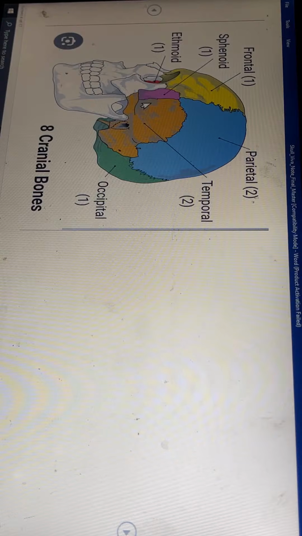And we have the frontal lobe, which helps in what? Thinking. We have the occipital lobe, which helps in what? Vision. We have the parietal lobe, which helps in sensation. And we have the temporal lobe, which helps in what?